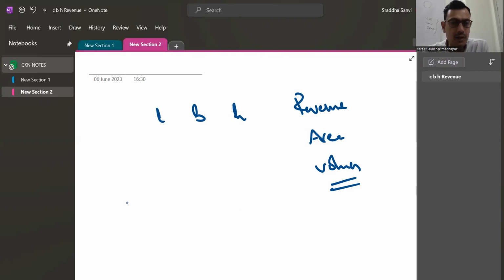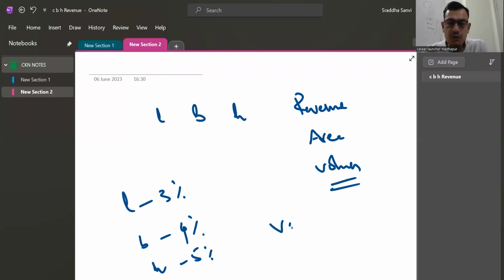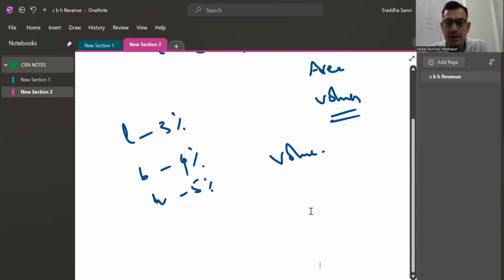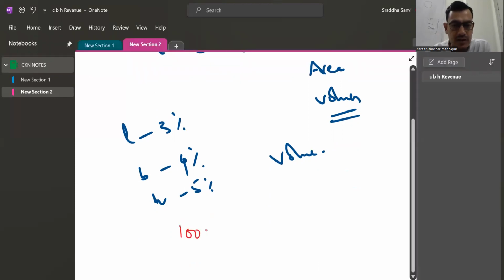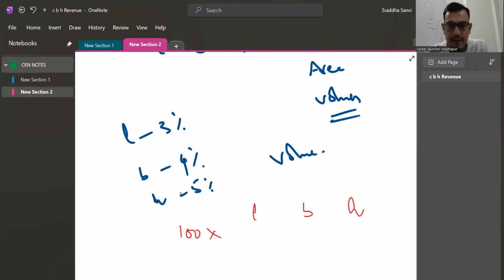For example, length, breadth, and height of a cuboid, they increase by 3%, 4%, 5% respectively. We are asked to find what the change in volume is. Now, if you remember, instead of applying the L plus B plus LB by 100 method many times, I gave you a simple method. I am assuming initial volume as 100. Volume depends on three variables L, B, H.